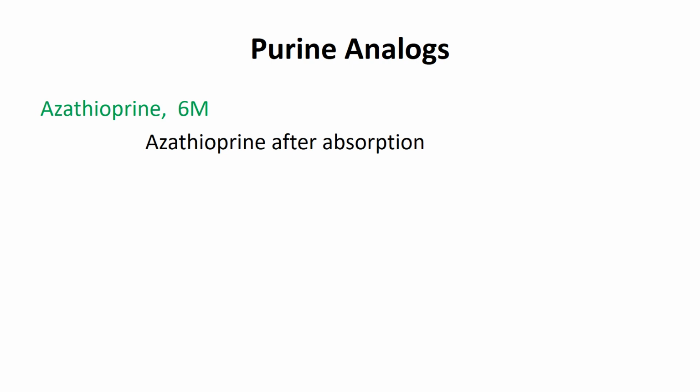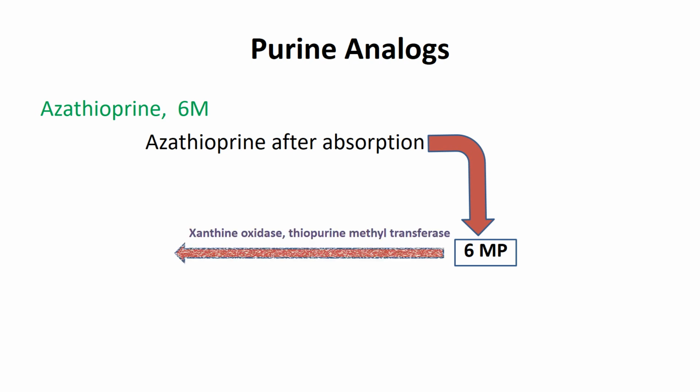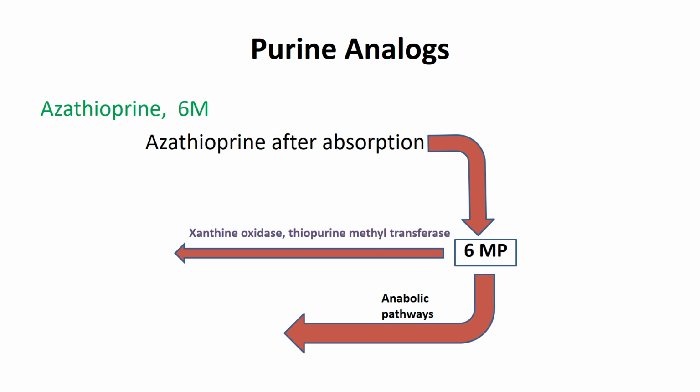Next group is immunosuppressants. Out of that, purine analogs: thiopurine and 6-mercaptopurine, which is 6-MP. The thiopurine is converted to 6-MP after absorption, and out of that, a small amount will be metabolized by xanthine oxidase or thiopurine methyltransferase, and the rest will follow the anabolic pathway, which has the anti-inflammatory activity. It will activate thioguanine nucleotide, and they will inhibit the immune responses.